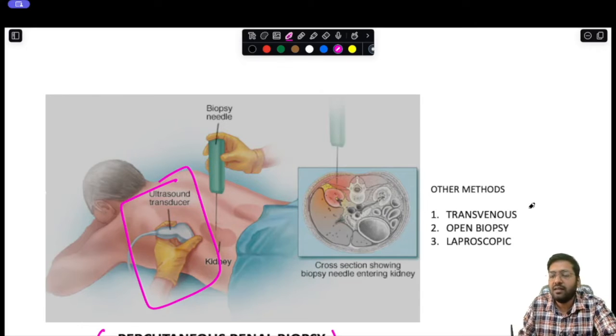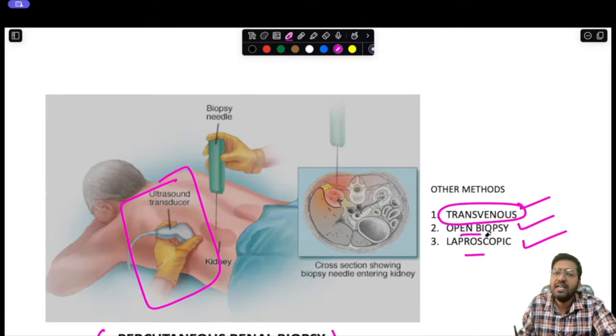What are the other methods? Other methods include transvenous renal biopsy, open biopsy or laparoscopic biopsy. In conditions where there are relative contraindications, like a bleeding tendency or a highly obese patient, you can go for the transvenous approach. Open biopsies are usually more sure shot. If the patient has a solitary kidney and it is still very important to carry out the biopsy, you have to go for the open biopsy. And laparoscopic biopsy has its advantages: you will have lesser exposure compared to the open biopsy.